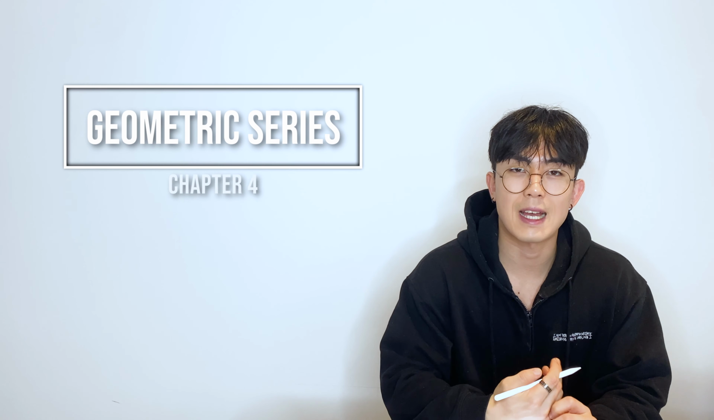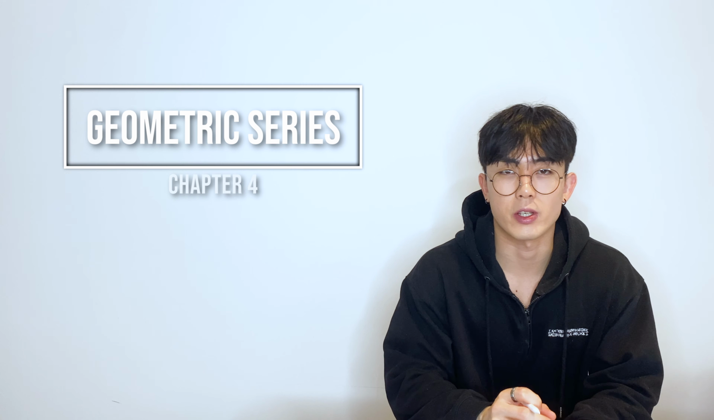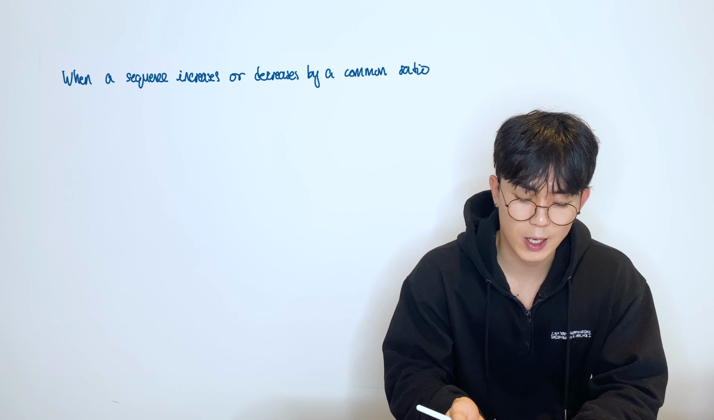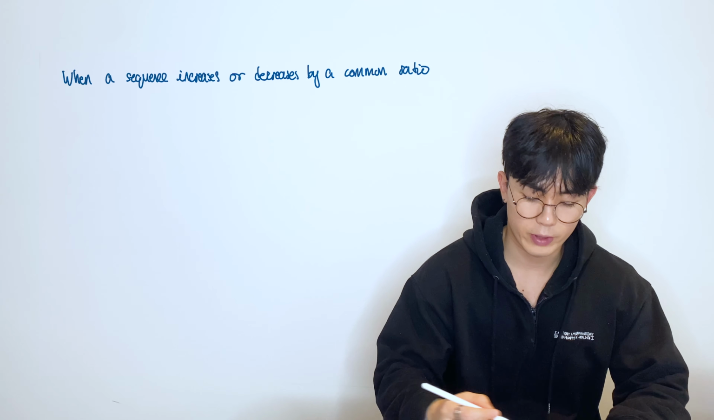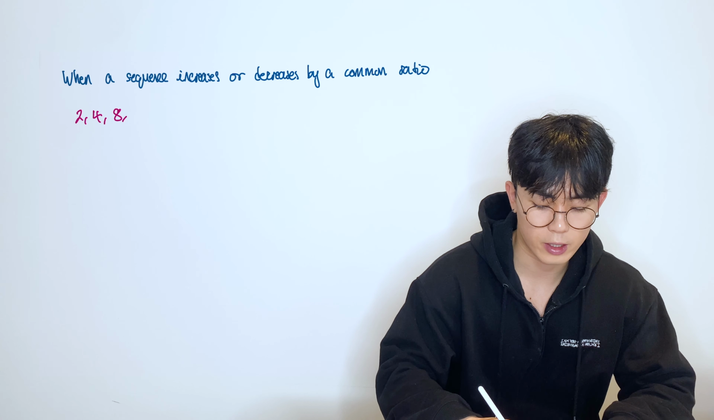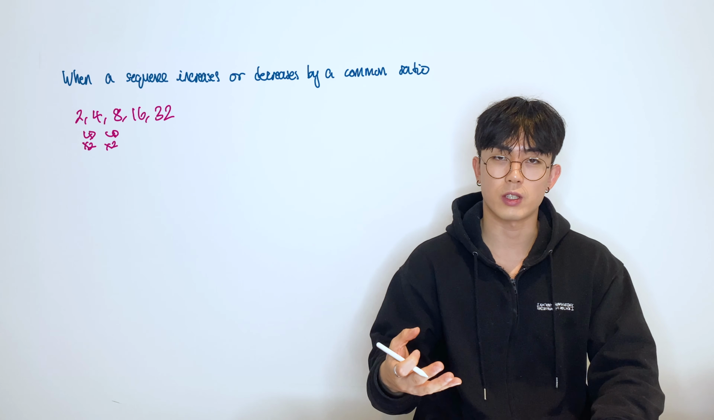Okay, so we've looked at the arithmetic series in the previous video. We're now going to look at the geometric series. A simple definition of a geometric series is when a sequence increases or decreases by a common ratio. An example of a geometric series would be 2, 4, 8, 16, 32, because we are increasing by a ratio of 2 every single time.